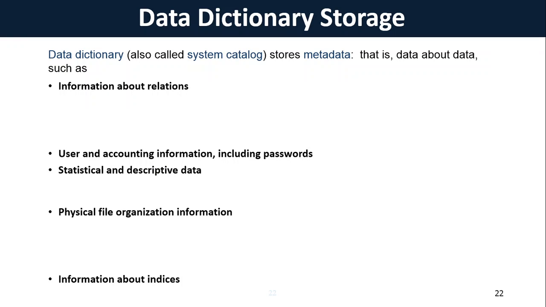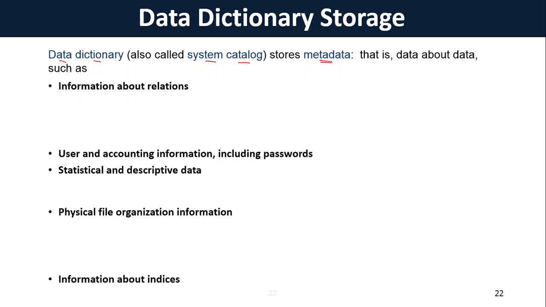To begin with, let us see how the data dictionary is being stored in our database. First let us try to understand what we mean by data dictionary. Data dictionary is also called the system catalog, right? And this data dictionary stores the metadata. You must know what metadata is. Metadata in general is data about data, right? So the data dictionary is actually storing the data about the data that we are storing in a database.